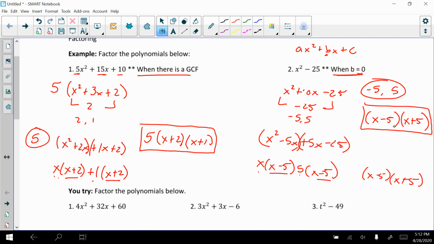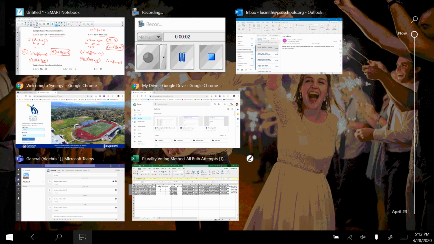Okay. So just those two examples for you today of some special cases that may come up when you're factoring polynomials in standard form.